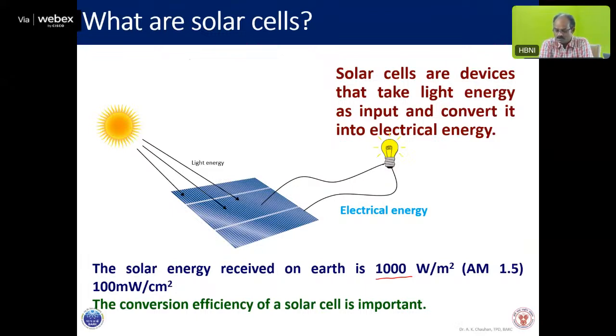Typically, it is between 5 to 25%. The commercial panels available have an efficiency of nearly 14%. That means if you have a solar panel of nearly 1 meter by 1 meter area, it will provide you a power of, suppose 14%, so it is 140 watt electrical power.